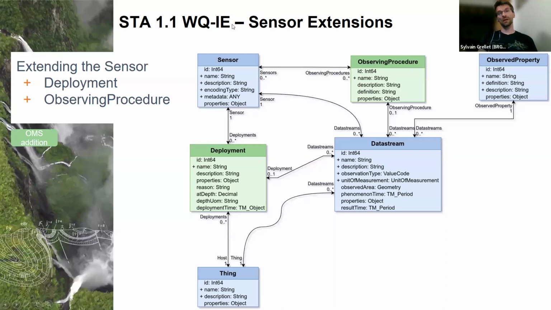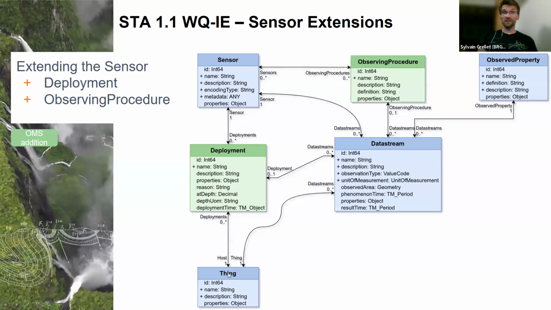WQIE means water quality IE. So in green are the additions, and most of the things we added were additions with the current terminology from the observation, measurement, and sample standard. So conceptually, we're not creating new notions. We're just making SensorThings capable of exchanging semantics that are fully described in OMS.